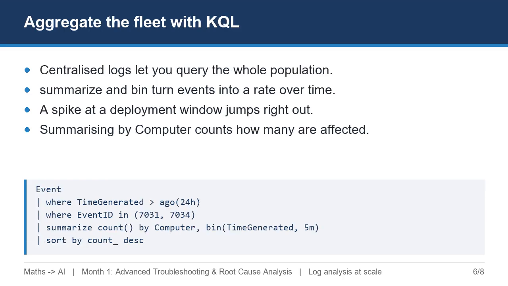When logs are centralized in a workspace, Kusto Query Language, KQL, lets you separate a one-off from a fleet-wide pattern. The key move is summarize with bin by time. Binning turns raw events into a rate over time, so a spike right at a deployment window jumps out. And summarizing by computer tells you whether one host or 40 are affected. That count, across the whole population, is the difference between an anecdote and a root cause.